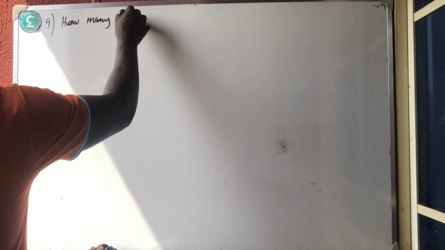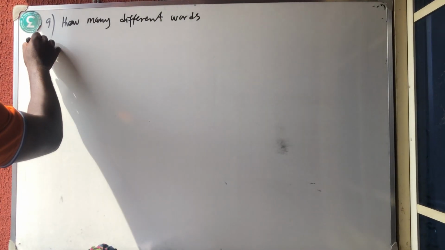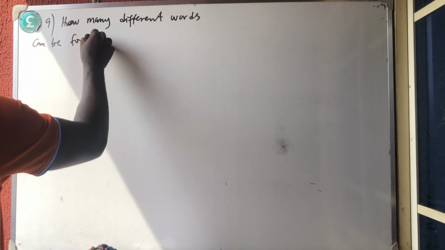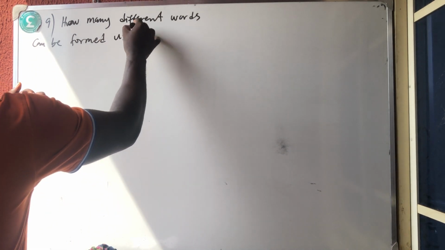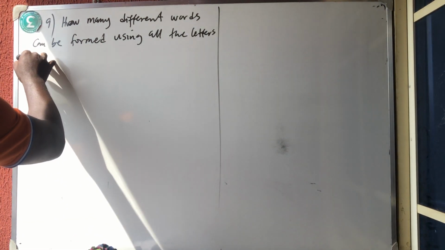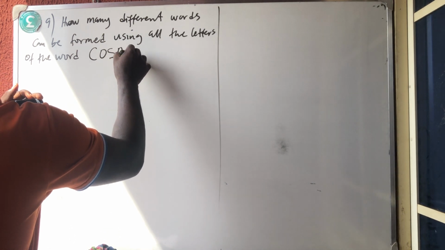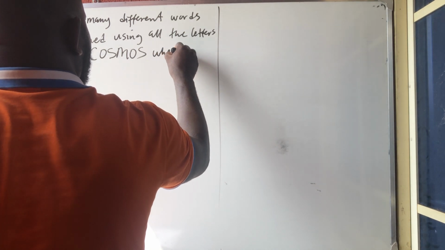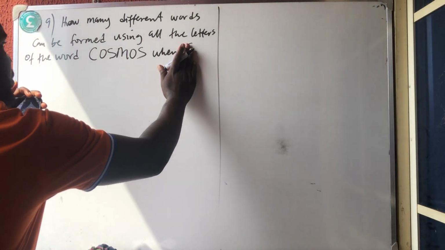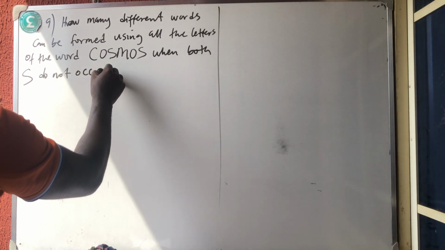Number 9 said, how many different words can be formed using all the letters of the word COSMOS, when both S do not occur together.